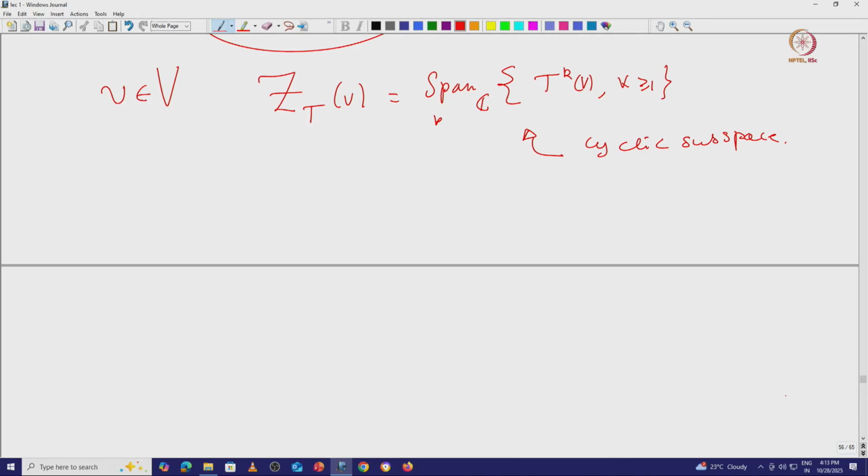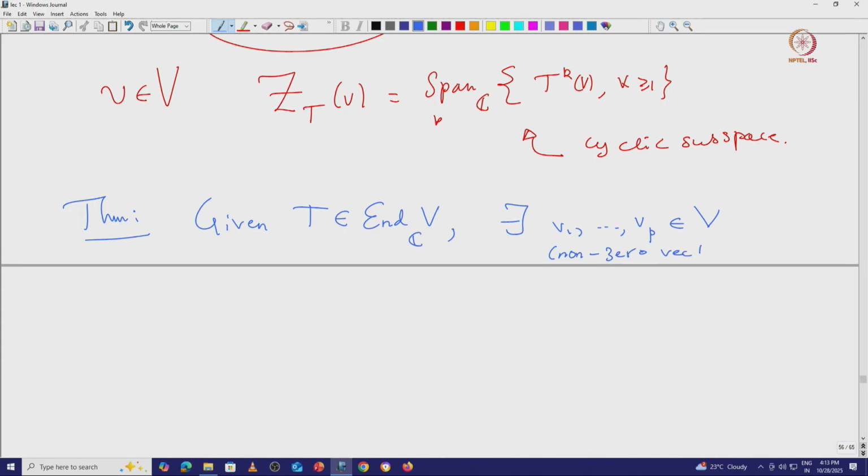Now, what does the cyclic decomposition theorem say? Here is the theorem statement. Given T acting on a finite dimensional vector space V, you can always find some vectors v1, ..., vp from V, all of them non-zero vectors, such that you can always write V as a direct sum of these cyclic subspaces.